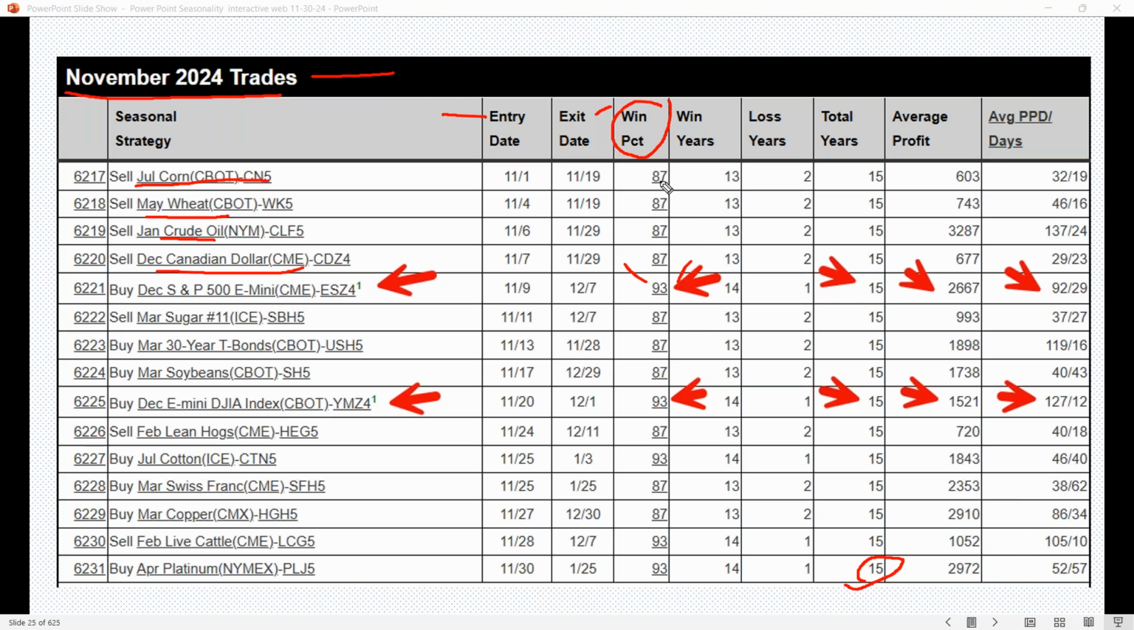They draw the line at 85 in this data. So you can see here like 87% of the time, 13 out of 15 years, if you'd sold July corn, you made a profit. And then it shows your average profit and your profit per day, et cetera. So a lot of good stats. Coming up here was December, the E-mini S&P. 14 out of the last 15 years is a winning trade, getting in the 9th of November and out the 7th.